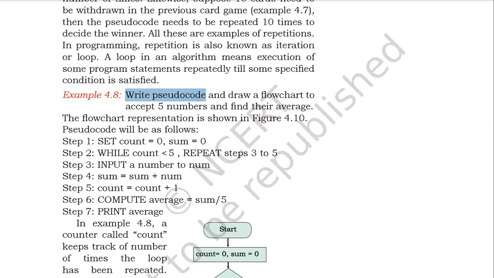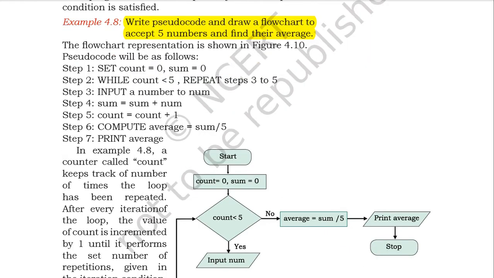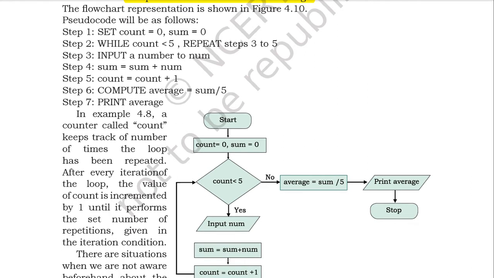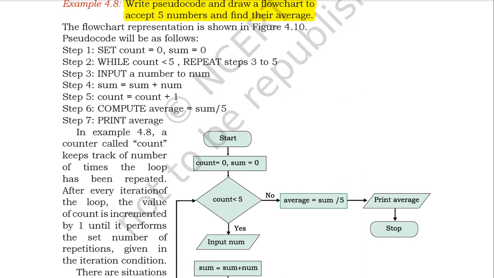Now we have to write a pseudocode and draw a flowchart to accept 5 numbers and find their average. You have to write down this one. The flowchart representing it is here, you can see it in this section. And now we have to go through the pseudocode. Step 1, set count equals 0, sum equals 0. Step 2, while count is less than 5, repeat steps 3 to 5. Input a number to num. Sum equals sum plus num. Count equals count plus 1. And then print average.